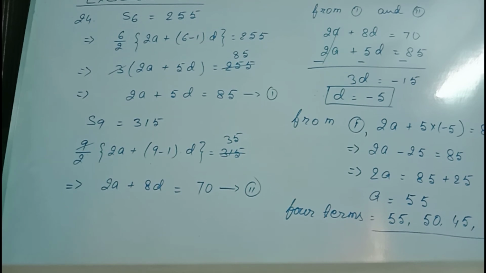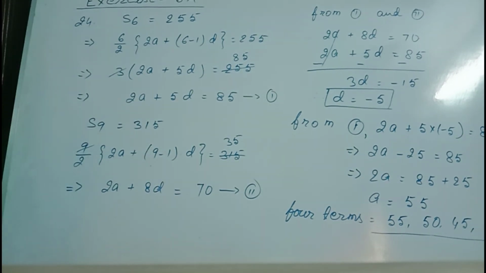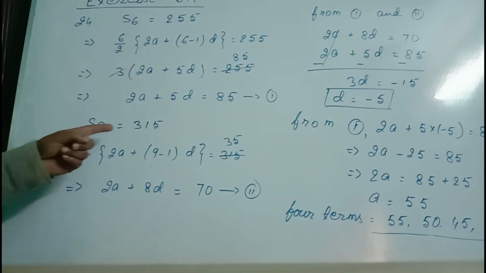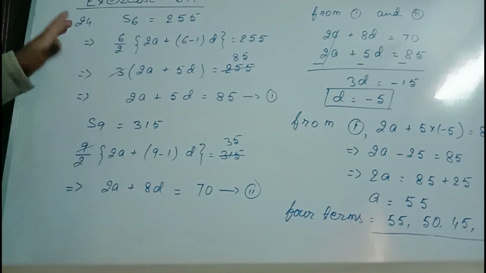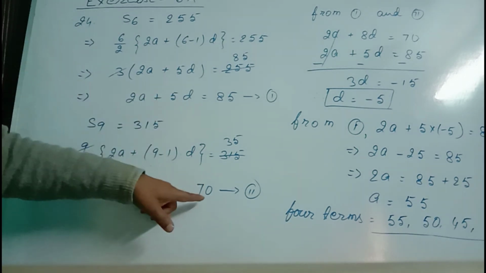Question number 24 states that the sum of the first 6 terms of an arithmetic series is 255 and that of the first 9 terms is 315. Find the first 4 terms of the series. Here S6 equal to 255 and S9 equal to 315. Using these two I have considered two equations, equation number 1 and 2.